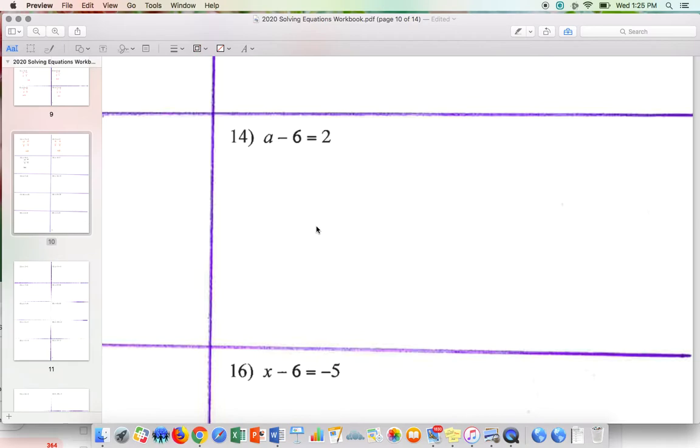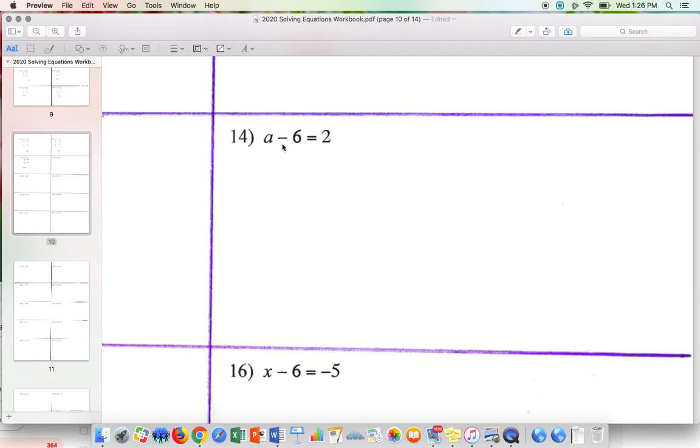Let's take a look at it. A minus 6 equals 2. What is the variable? The variable in this problem is an A. So A is our variable. Our next question is, what is our operation? A minus 6 equals 2. What is our operation? Okay, our operation is subtraction, minus.